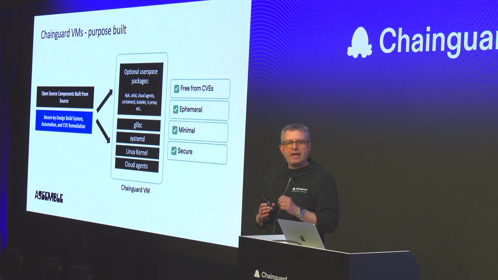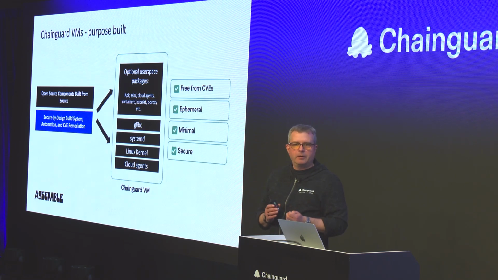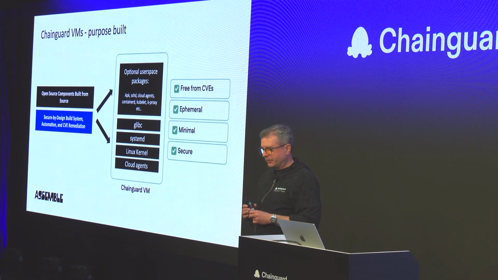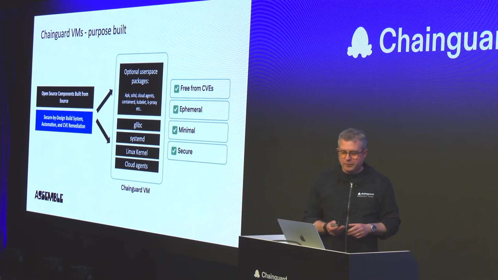They're designed for ephemeral environments, right? So much as we love and have great respect for those long-running VMs that are running big enterprise applications for months or even years on end, we're not targeting those environments, right? These are for ephemeral workloads. Minimal by design. So the only packages that should be inside the VM are packages that are required to service the workload that you're running. And then secure by default, as you come to expect from Chainguard.